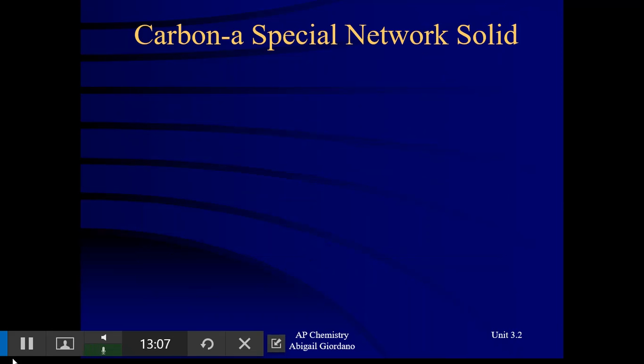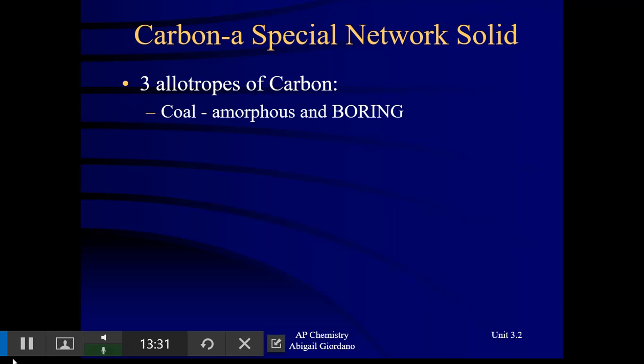So let's talk about this fourth and final type of solid, which may be new to you. And carbon is a fascinating example of this. There are three different allotropes of carbon. That just means forms. The first form is coal, like charcoal, which you can dig up out of the ground. Coal is an amorphous solid. It doesn't have any structure to it. There's really nothing to talk about chemically anyway, structure-wise. So we're going to move on. It's boring. Let's move on.